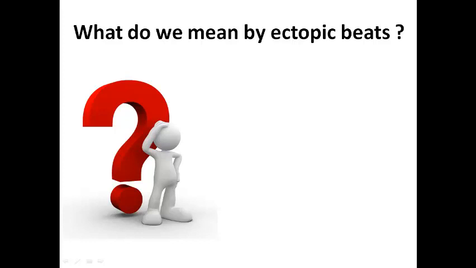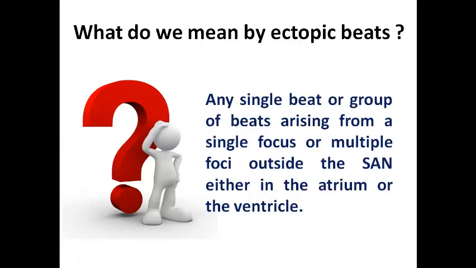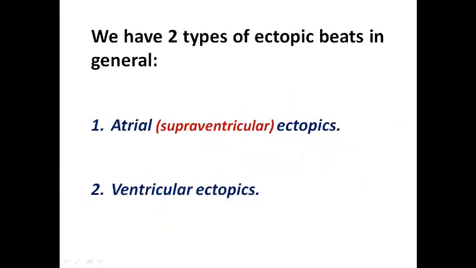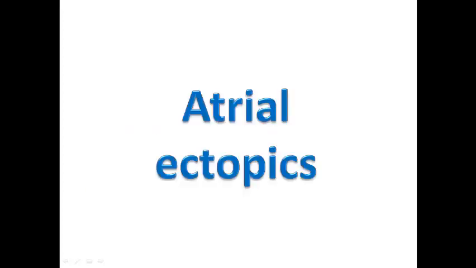So at first, what do we mean by ectopic beats? Ectopic beats include any single or group of beats arising from a single focus or multiple foci outside the SA node, either in the atrium or in the ventricle. So ectopic beats are beats arising outside the normal pacemaker of the heart, which is the SA node, so maybe in the atrium or in the ventricle. And so we have two types of ectopic beats, which are the atrial ectopics or supraventricular ectopics and the ventricular ectopics. Let's start with the atrial ectopics.